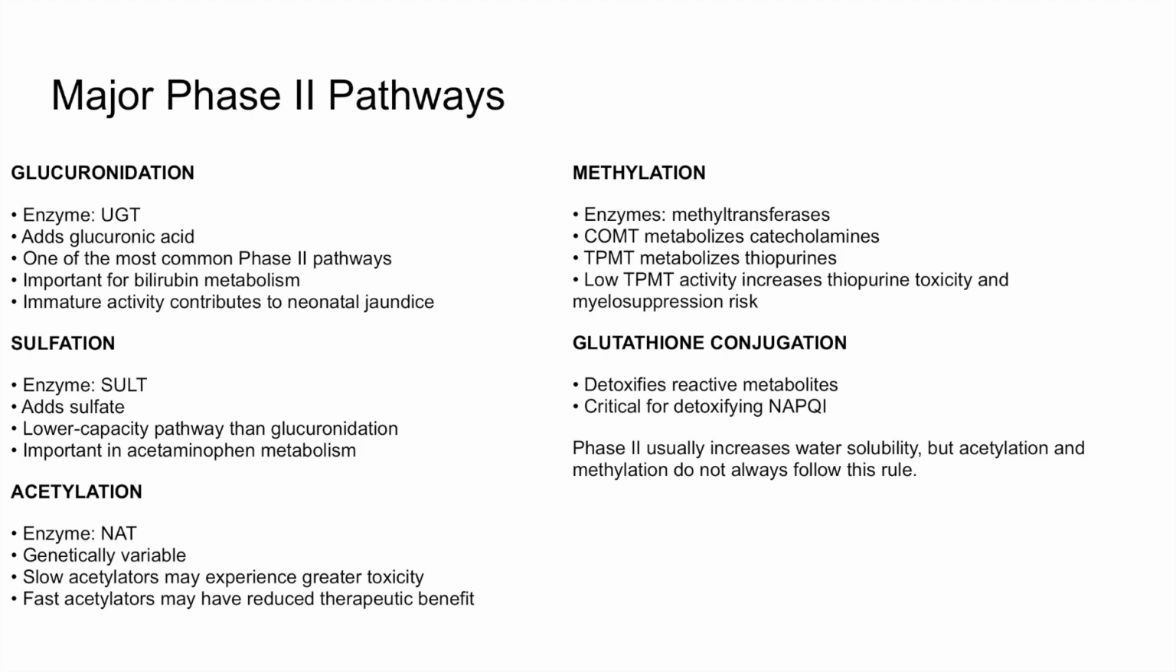Glucuronidation, oh my gosh, okay, is performed by UGT enzymes and is one of the most common pathways. It is also essential for bilirubin clearance. So immature UGT activity contributes to neonatal jaundice, which we'll cover towards the end of this video. Sulfation adds sulfate and is important in acetaminophen metabolism, although it has a lower capacity than glucuronidation. Acetylation uses NAT enzymes, and varies genetically. Slow acetylators may experience greater toxicity, while rapid acetylators may clear certain drugs too quickly.